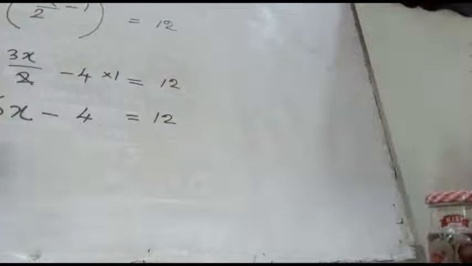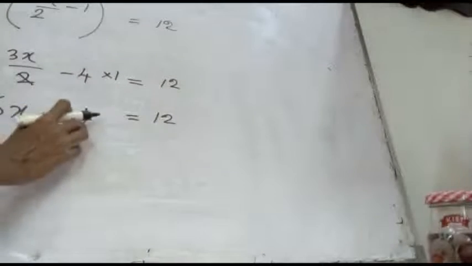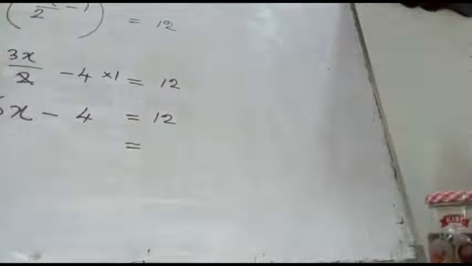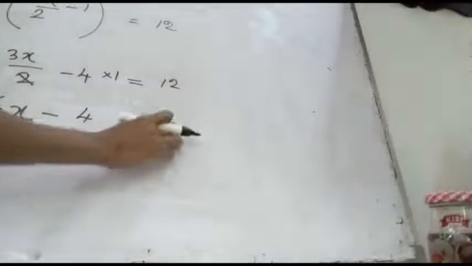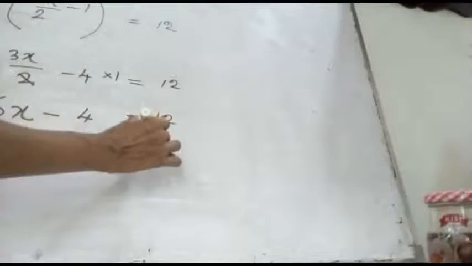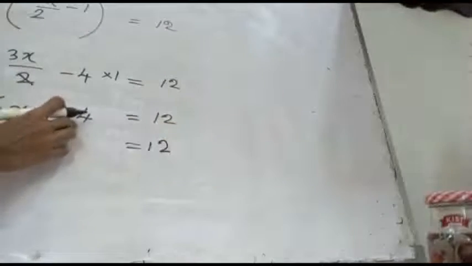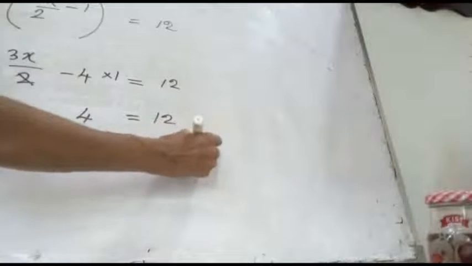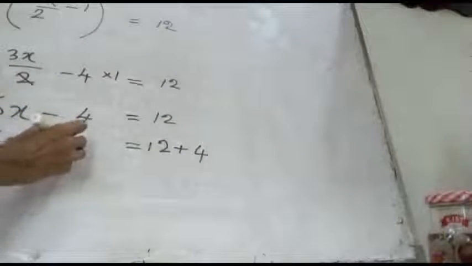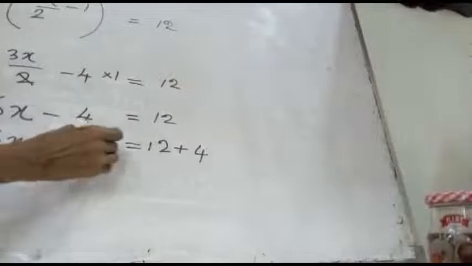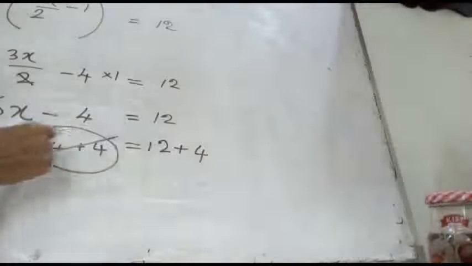Here there is a subtraction. We subtract 4. You can take this negative 4 to the right hand side. It is changed to positive 4. Here 6x − 4 + 4, this negative 4 and positive 4 are cancelled out.